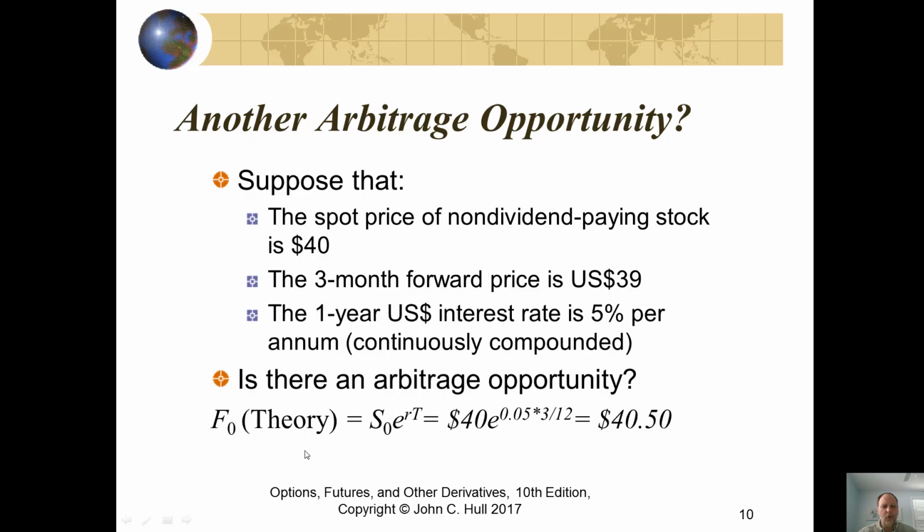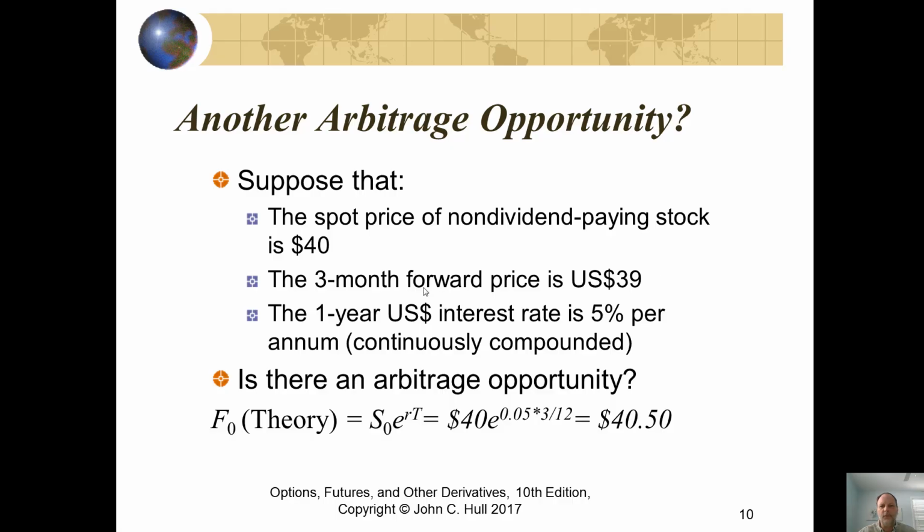The theoretical no arbitrage price for the 3-month forward would be the spot price times e to the rT, just like the future value equals present value times e to the rT for an investment. This is going to be the spot price of the non-dividend paying stock of $40, times e to the 1-year interest rate of 5%, times 3 divided by 12, since it's a 3-month forward, or once again, as before, $40.50. The 3-month forward price, on the other hand, is only $39.